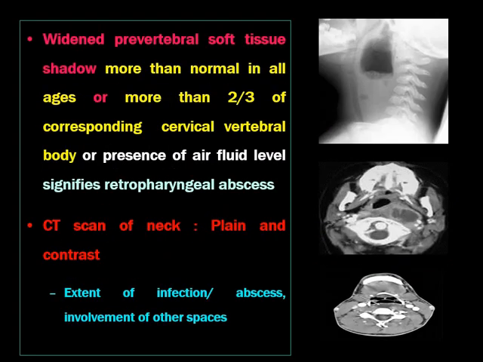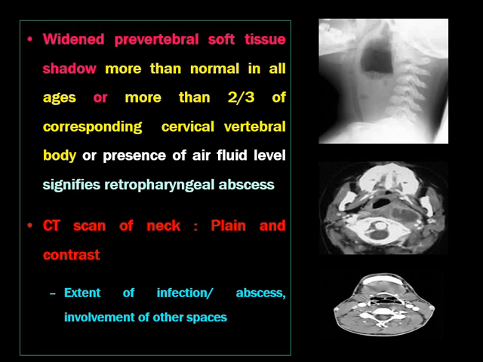Therefore, if the prevertebral soft tissue shadow is widened more than normal in all ages, or more than 2/3 of the corresponding cervical vertebral body, or there is presence of an air fluid level in the X-ray, it signifies retropharyngeal space abscess. You can see here in this X-ray, an air fluid level seen on the prevertebral soft tissue shadow. These are the vertebral bodies. This is the prevertebral soft tissue shadow, and this is the airway. The airway in this patient is compressed. You can see a small streak of airway here.